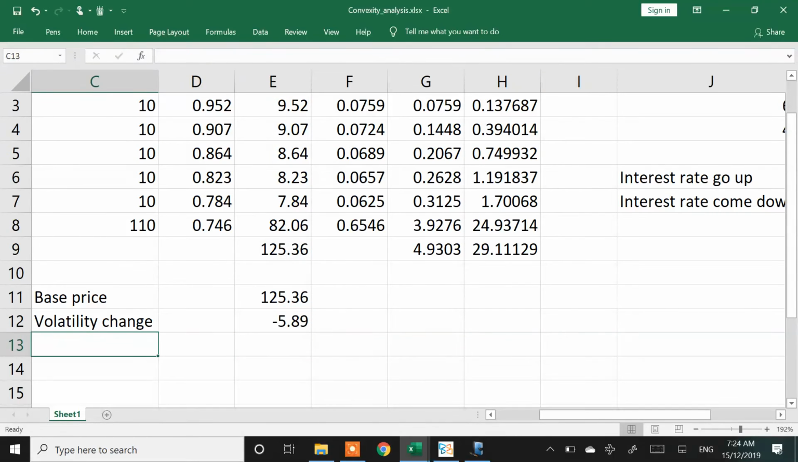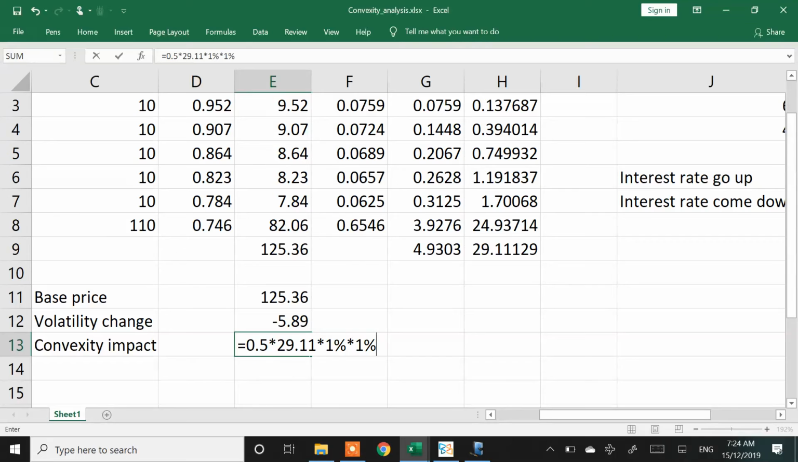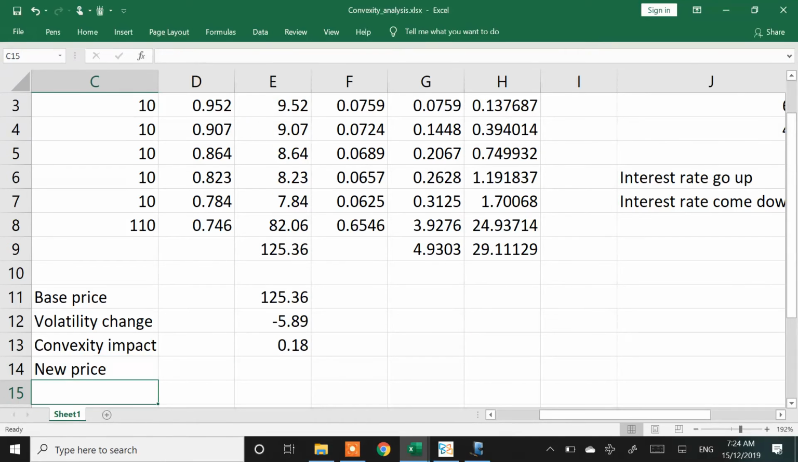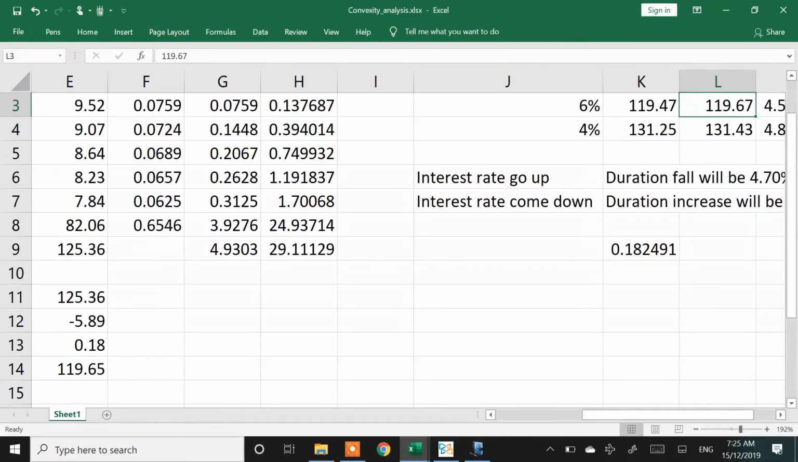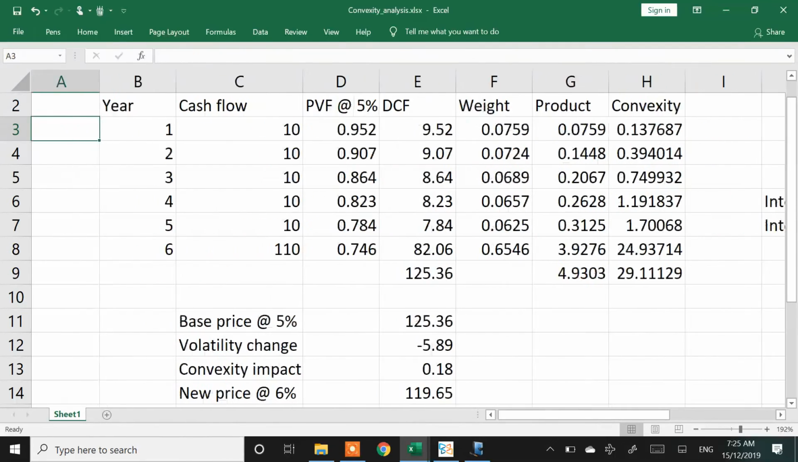Now this answer is adjusted for convexity impact. What is convexity impact? It is 0.5 into convexity into yield change square into the original price. Now this will give me the new price: base price at 5%, new price at 6%. So new price at 6% according to this theory has to be 119.65. Actual, when we do the calculation, it's 119.67.